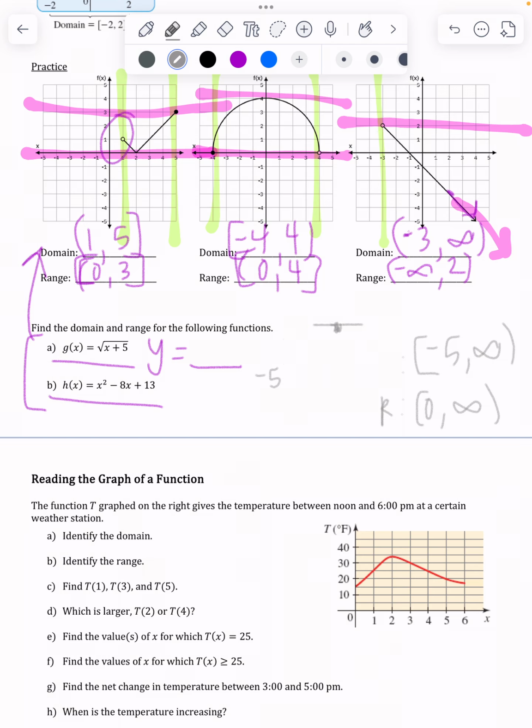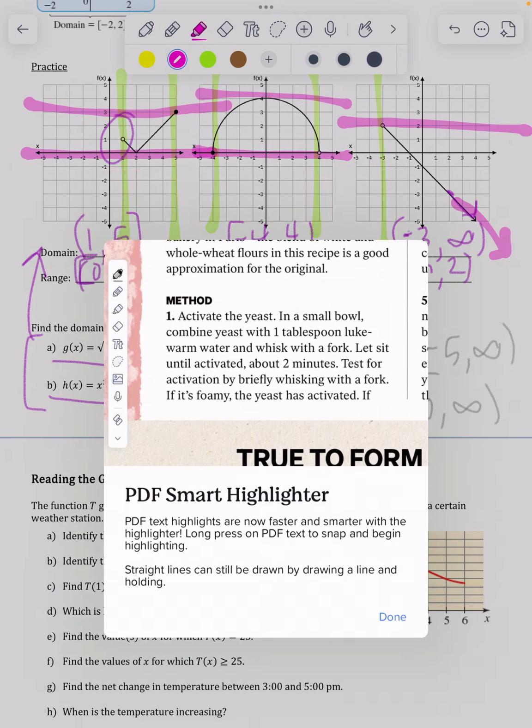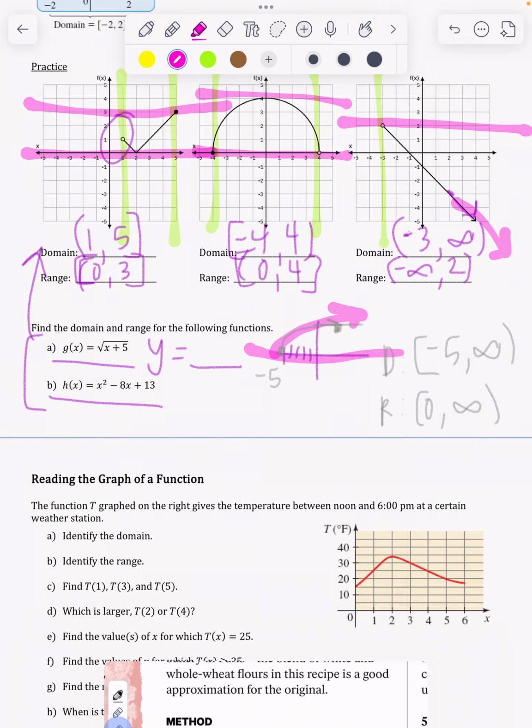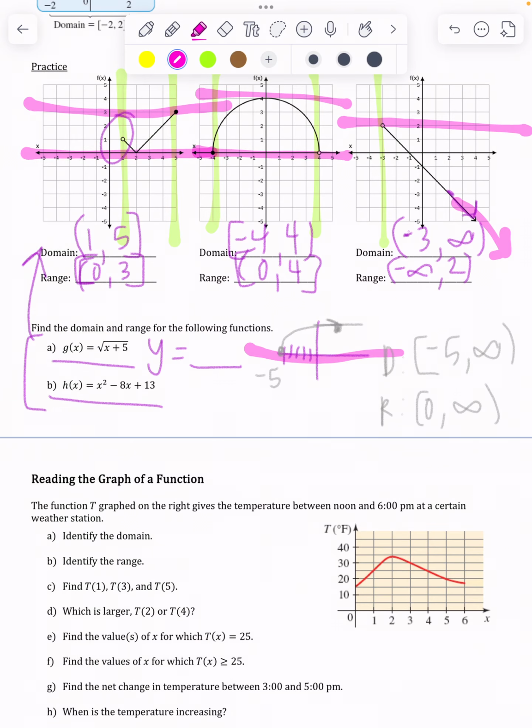Oh no, sorry. The range starts at 0, right? There's nothing, nothing, nothing, nothing, nothing. And then all of a sudden it starts at 0 and it goes on forever. When it says that goes on forever, that's basically infinity.